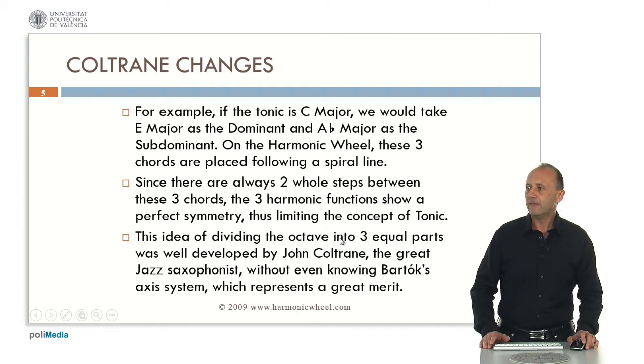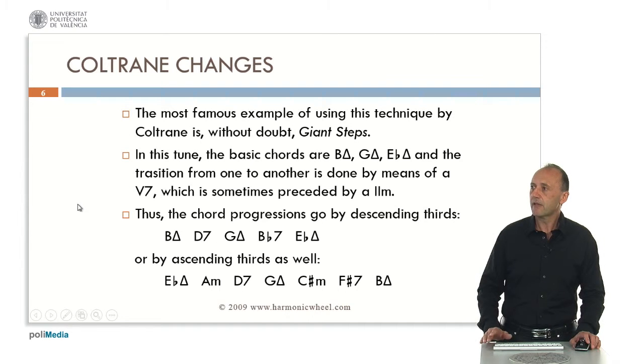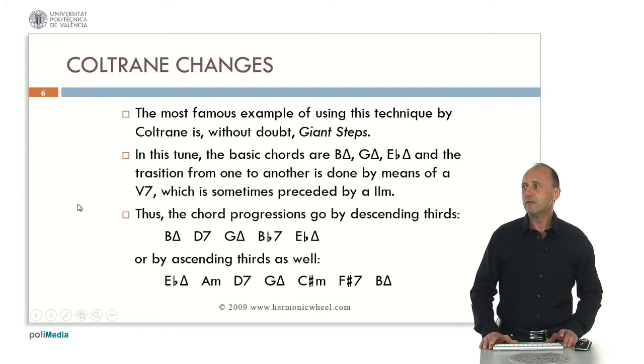This idea of dividing the octave into 3 equal parts was well developed by John Coltrane, the great jazz saxophonist, without even knowing Bartók's axis system, which represents a great merit. In fact, John Coltrane passed away several years before Ernő Lendvai published his analysis of the music of Bela Bartók. The most famous example of using this technique by Coltrane is, with no doubt, Giant Steps.